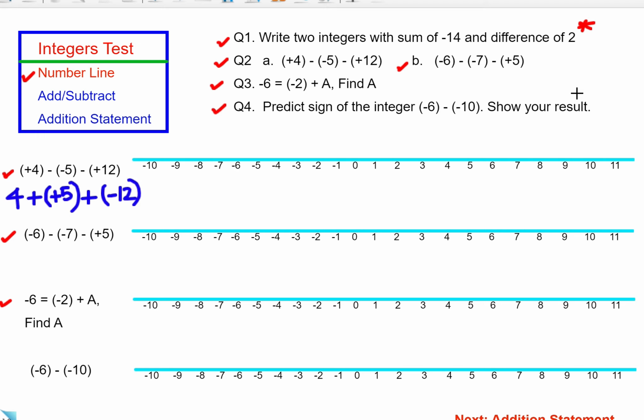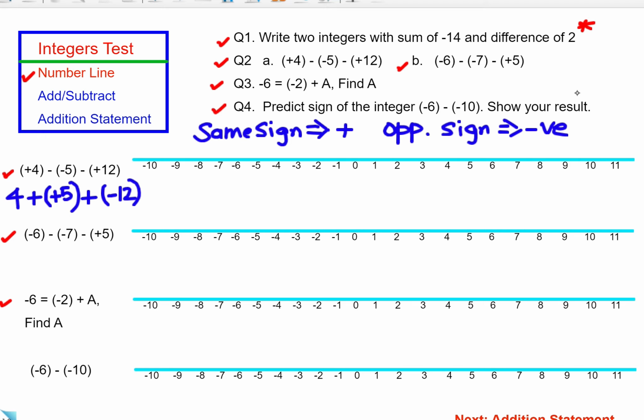So what you learned here is that the same sign results in a positive number and opposite signs result in a negative number, correct? Right. And now let's perform this particular addition. So we have plus 4 plus 5 plus minus 12. So how do we do it?